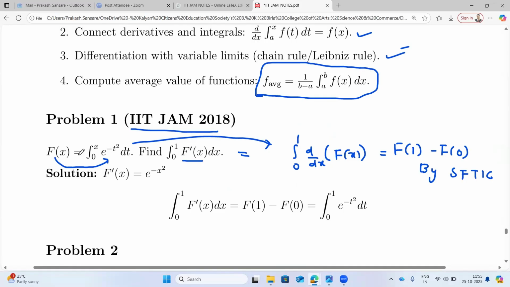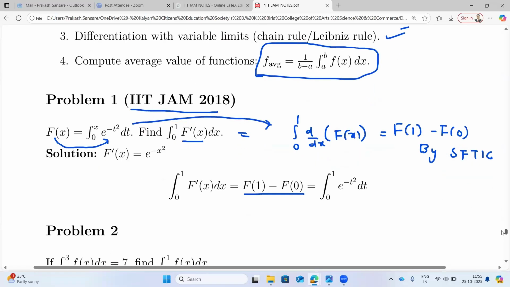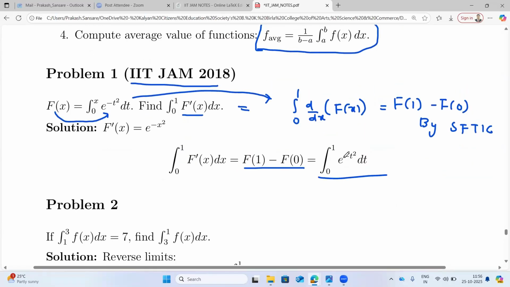And what is my f at 1? You can calculate f at 1. Similarly, you can calculate f at 0. f of 0 is 0 because it is the integral from 0 to 0. So it is f of 1. And f of 1 will be the integral from 0 to 1 of e power minus t square dt. Maybe you can keep this as it is because this needs some higher integration results to find the answer.